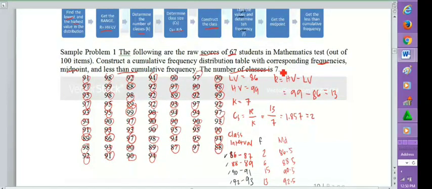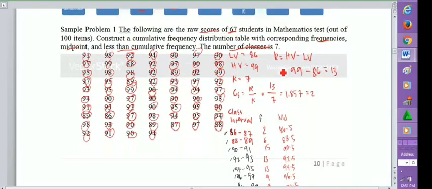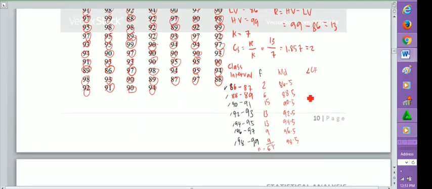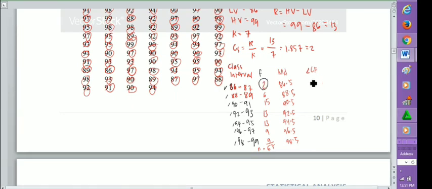Now, after making the midpoint, the last step is to get the less than cumulative frequency, which will be another column. So how do we make the less than cumulative frequency, class? Simply, you just copy the first frequency here, so 2, and then add it to the next frequency, which is 6. So 2 plus 6 is 8.